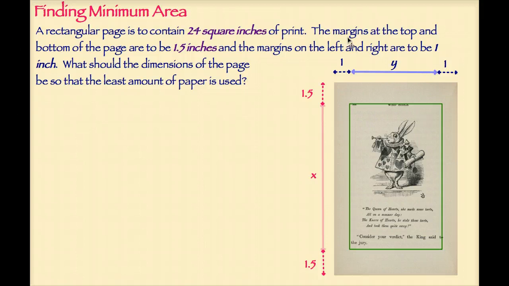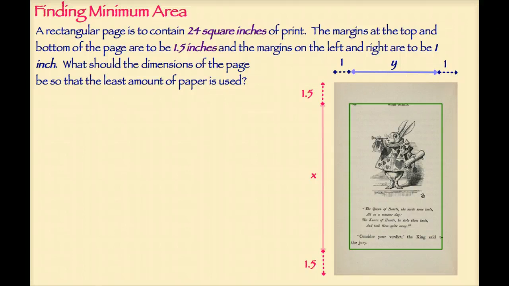Then it says the margins at the top and bottom of the page are to be 1.5 inches. So in addition to the variable x, then I'm adding 1.5 on top and bottom for the margins of the page at the top and bottom. And the margins on the left and right are to be 1 inch. So to the width that is represented by y, I'm adding a 1 inch margin on the left and a 1 inch margin on the right.